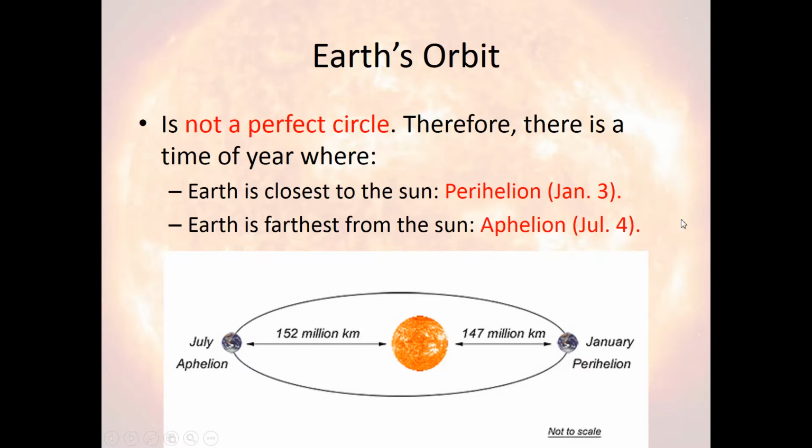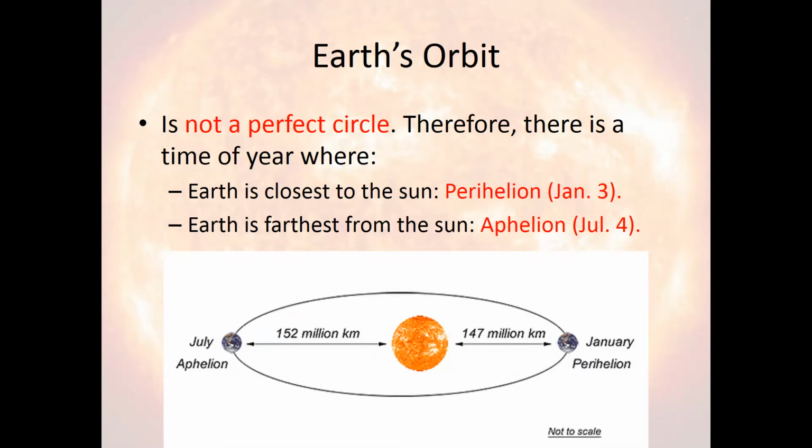So if you want to impress your friends on the 4th of July, run around yelling happy aphelion, and they'll all look at you weird. But it's also true. On the 4th of July, we are the farthest away from the sun, with an average distance of 152 million kilometers.